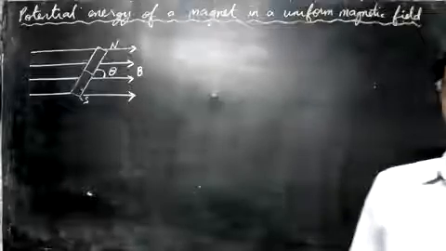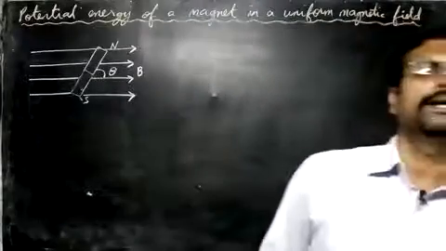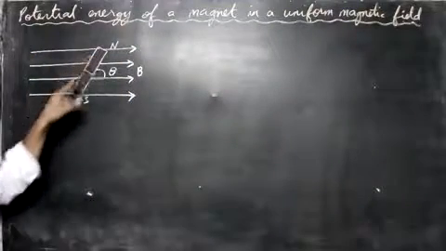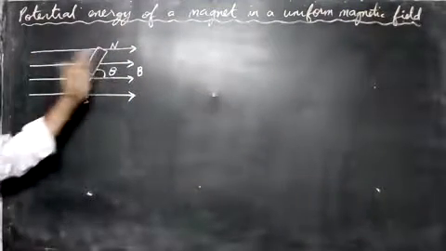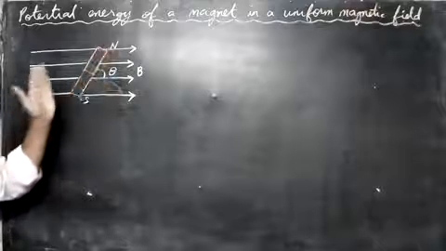Let us now study the potential energy of a magnet in a uniform magnetic field. First, let's take a magnet. This is the north pole and this is the south pole of the magnet. It's kept in a uniform magnetic field, so the lines are parallel to each other. Now first, let's see what the torque will be.